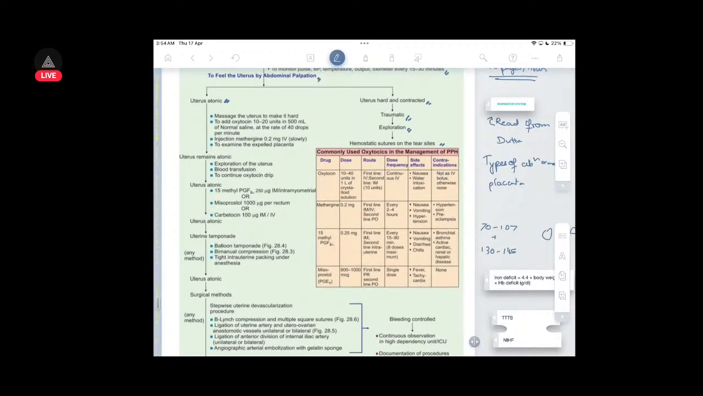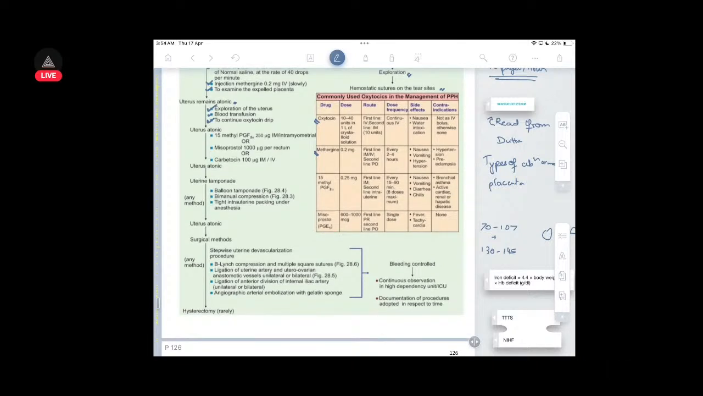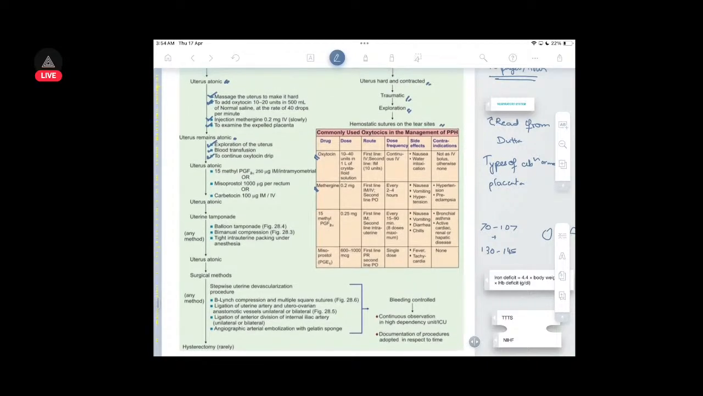Then if the uterus is atonic, you massage the uterus, add oxytocin, add injection methergine, and examine the expelled placenta. Oxytocin, methergine, first and second. If it still remains atonic, explore the uterus, do blood transfusion, and continue the oxytocin drip, 10 to 20 units in 500 ml.